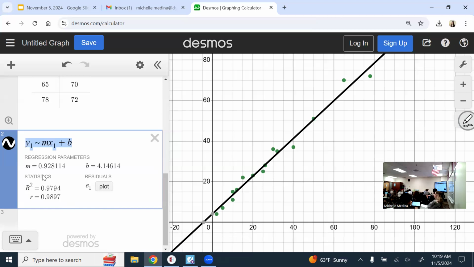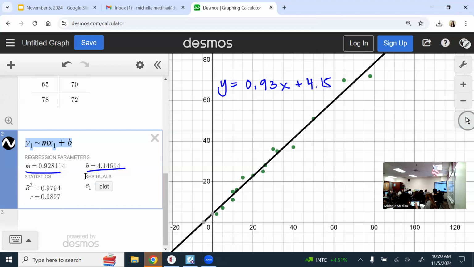Once you have that, look at all these great things. We mentioned some of them before. So when it says, what does your slope and y-intercept mean? Well, here's the values for it, and we'll talk about what they mean in a second. Your slope is approximately 0.93, and your y-intercept is approximately 4.15. Okay, I get that from the m and the b. Look at all this other stuff that's here.